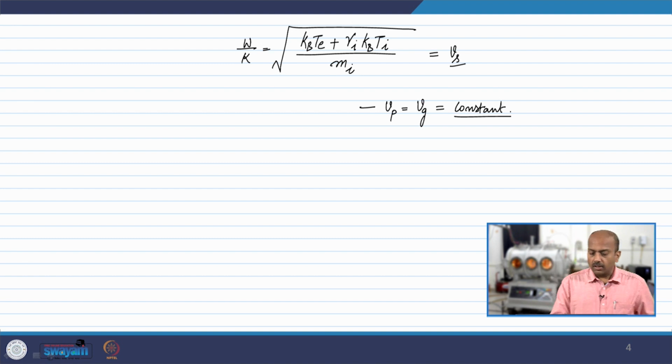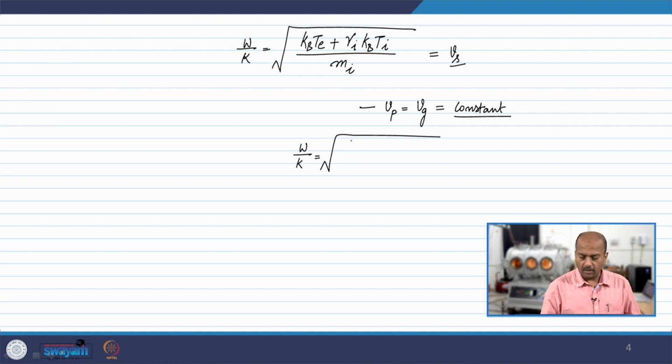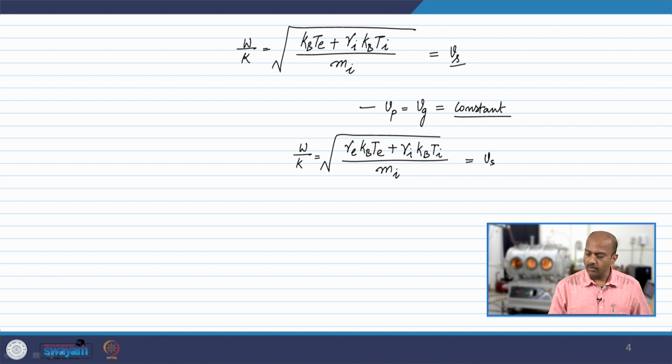So, we can also write this expression in a more general fashion, where omega by k is, if the electron is assumed to be traveling very fast and not making any assumption that the plasma is isothermal, we can write a generalized expression as the square root of (gamma_e kB Te plus gamma_i kB Ti) divided by mi. So, this is the speed of the acoustic wave traveling in the plasma.